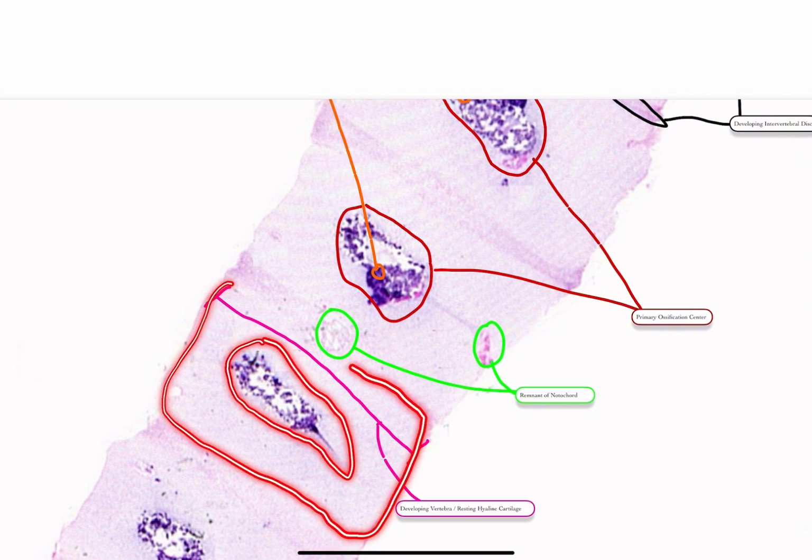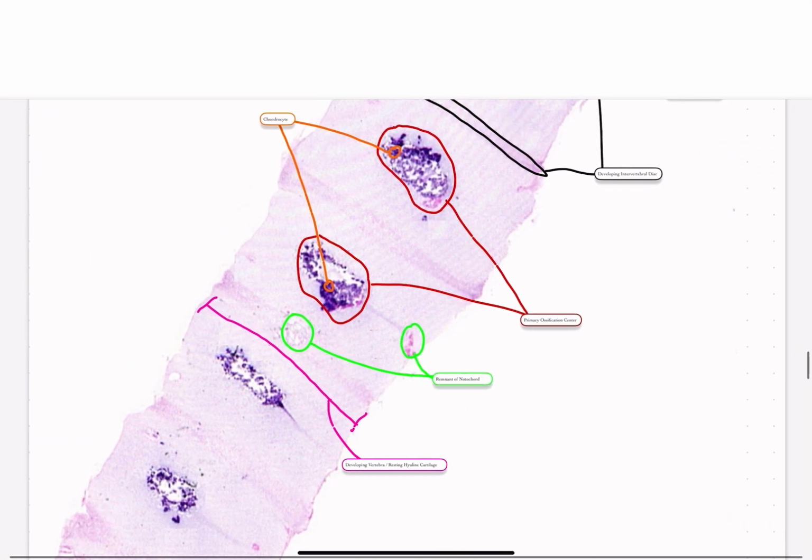They are very easy to spot because they are such a huge structure within this entire vertebral column, I would say, or vertebra in general.